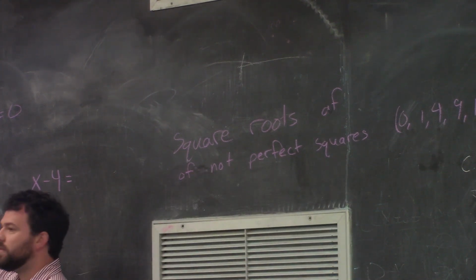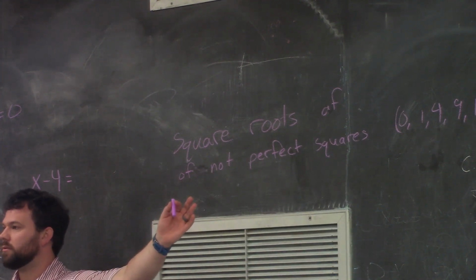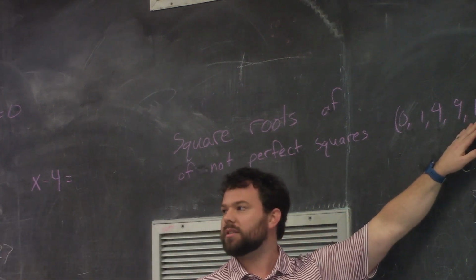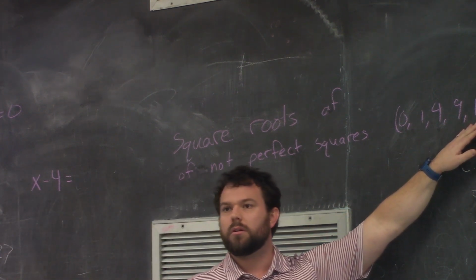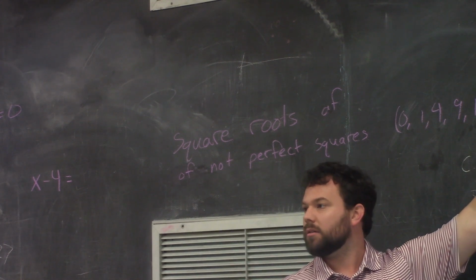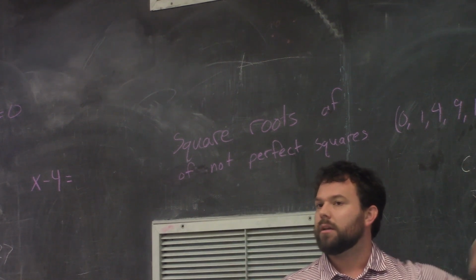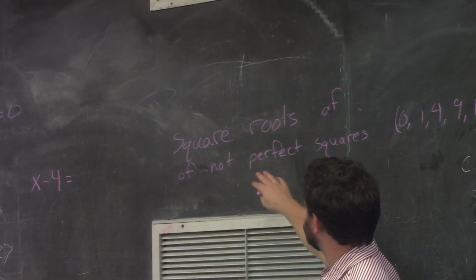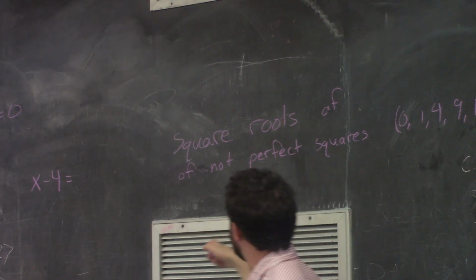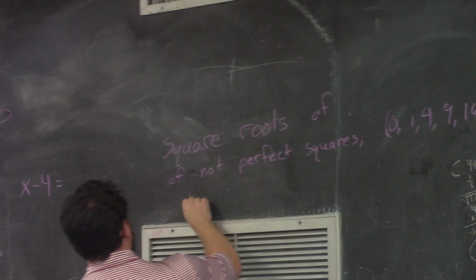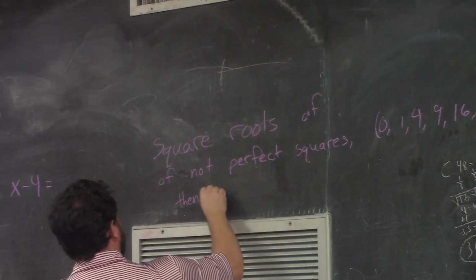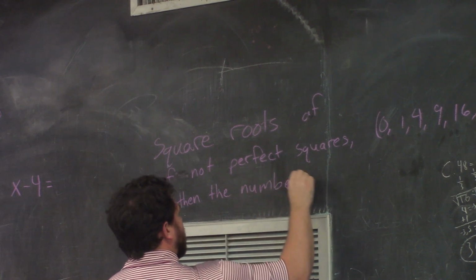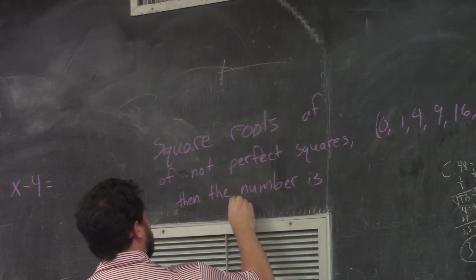But is 45 one of those perfect squares? No. Right? If I take the square root of 16, what's the square root of 16 going to be? 4. What's the square root of 49 going to be? 7. But those are the perfect squares. If the square root is of something that's not a perfect square, then the number is irrational.